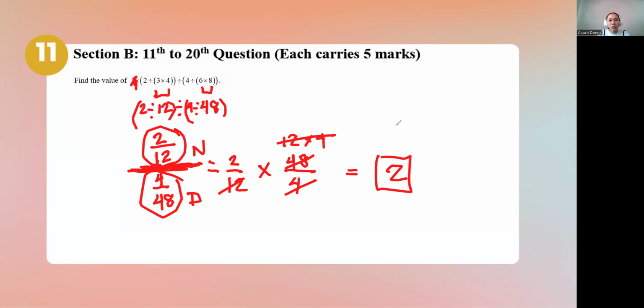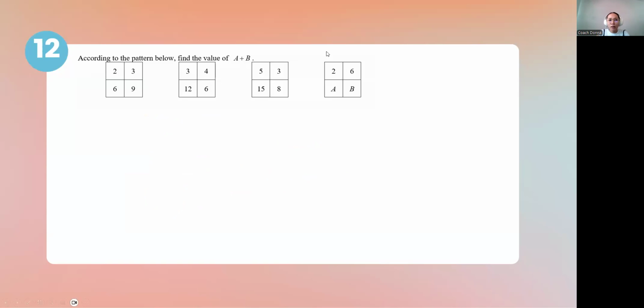We'll have number 12. So for number 12, according to the following pattern below, find the value of a plus b. So you'll have, anyone who knows what's the pattern? No one knows the pattern.